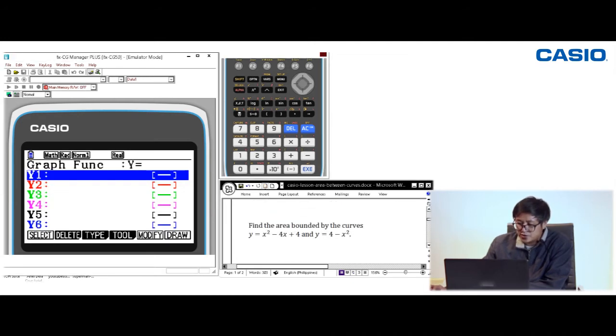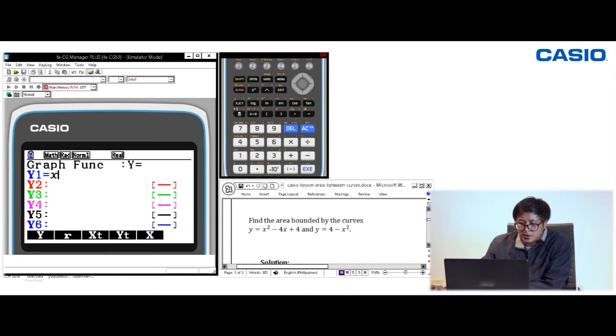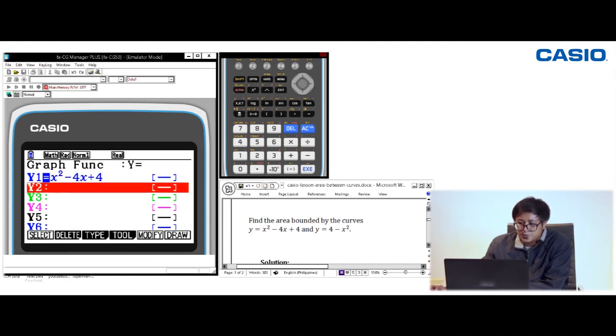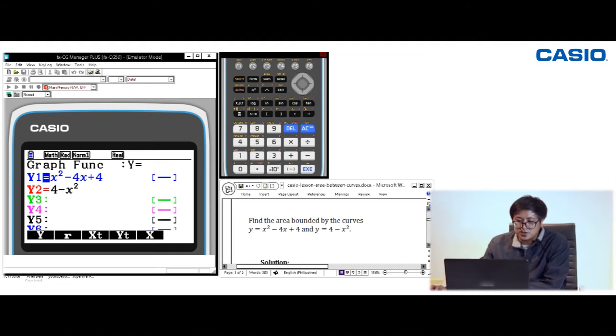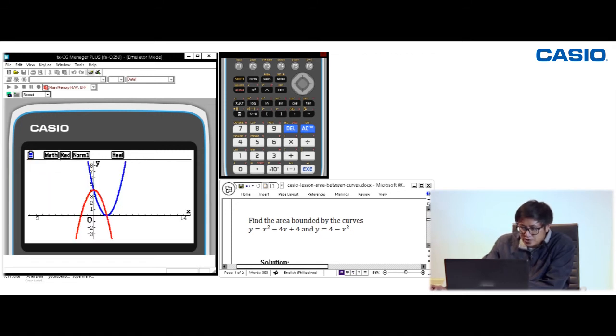So the problem here, x squared minus 4x plus 4, and then the other curve is 4 minus x squared. The CG50 will be convenient for this because the graphs will be graphed in color. So y1 will be in blue and y2 is in red. So we can see which one is at the top. Draw the two graphs there. So you see that the one in red is at the top of the other.